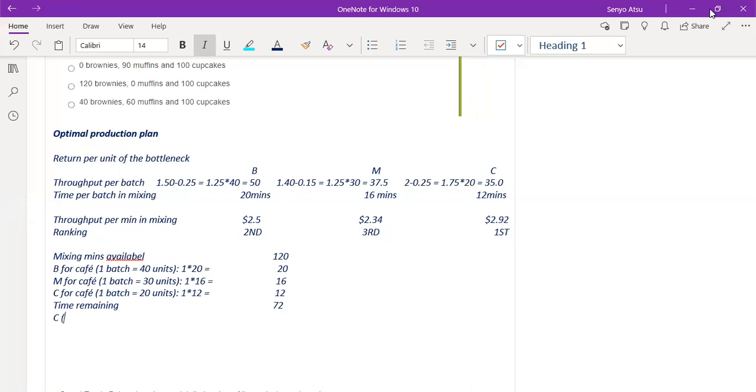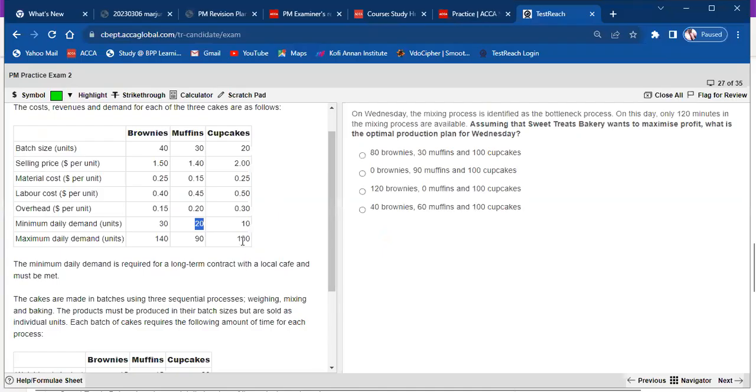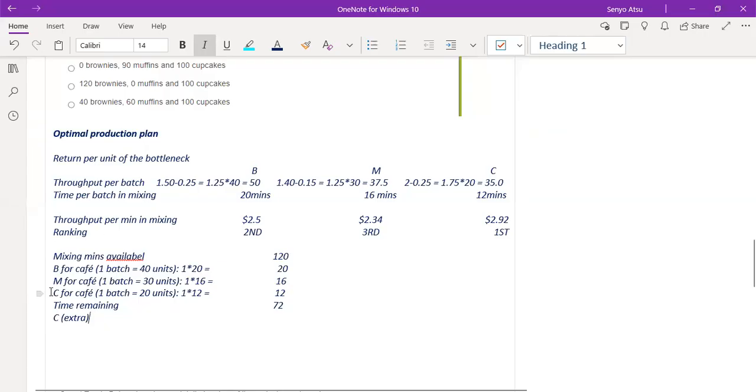So extra cupcakes above the minimum. In all, 100 units, 20 units in a batch is 5 batches. We've already produced 1 batch. So let's set ourselves up to produce 4 more batches. Cupcakes, 4 batches, 1 batch is 20, means 4 batches is 80 units.